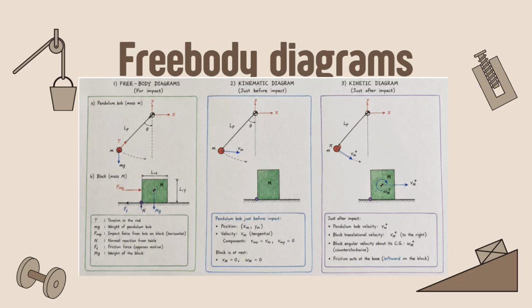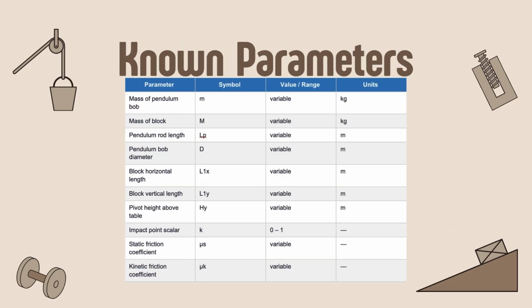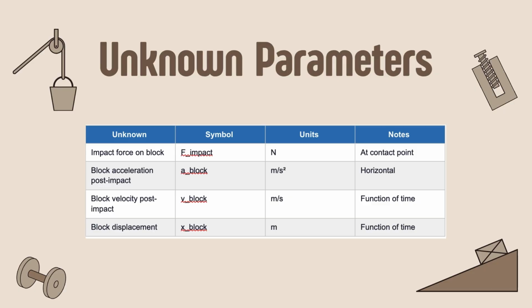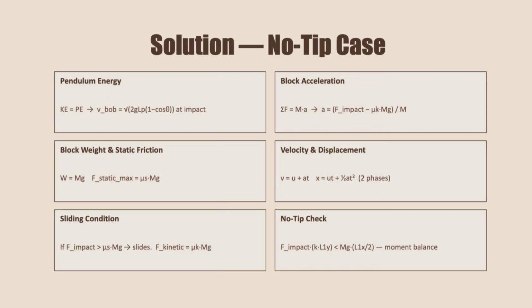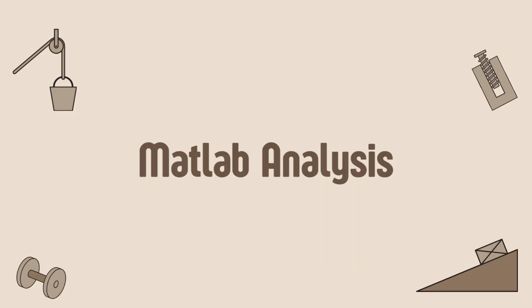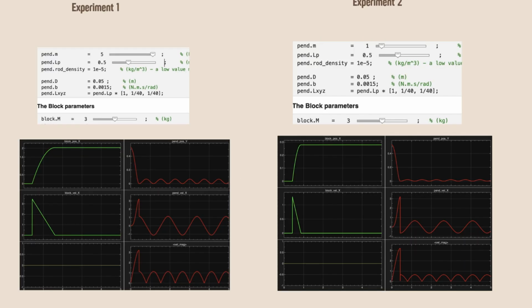These are the three different free-body diagrams, the kinetic diagram, and the kinematic diagram. These are the known parameters and unknown parameters. The governing equations use energy conservation, friction equations, and Newton's second law to determine the post-impact motion. This was the no-tip case and situation. MATLAB analysis. MATLAB simulations verified the theoretical calculations and analyzed the different experimental conditions.